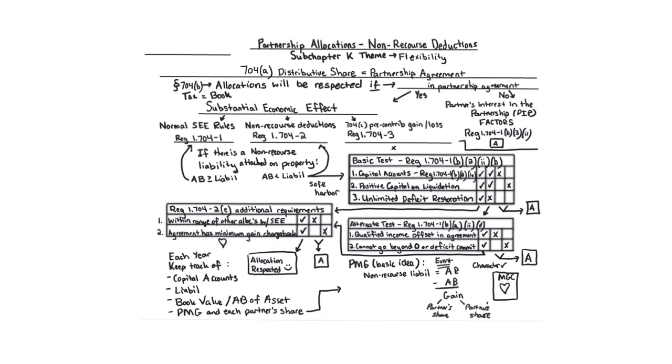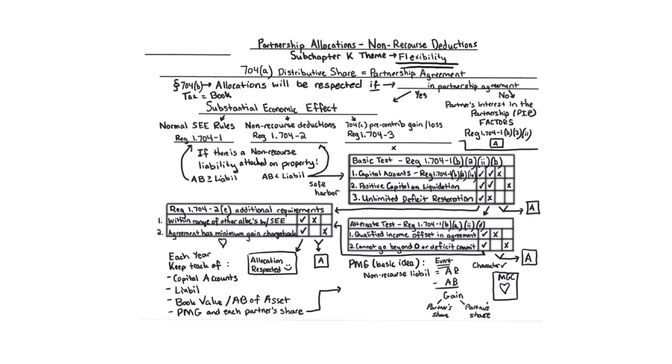Subchapter K, you might remember, flexibility is the name of the game. Congress wanted in 10 parties to have extreme flexibility when it comes to allocating as well as operating. Now, Section 704 specifically deals with what's called distributive share, which is really allocation. Allocation is different from distribution. Distributive share deals with what is the share of income, loss, deduction, credit that each partner or owner gets.